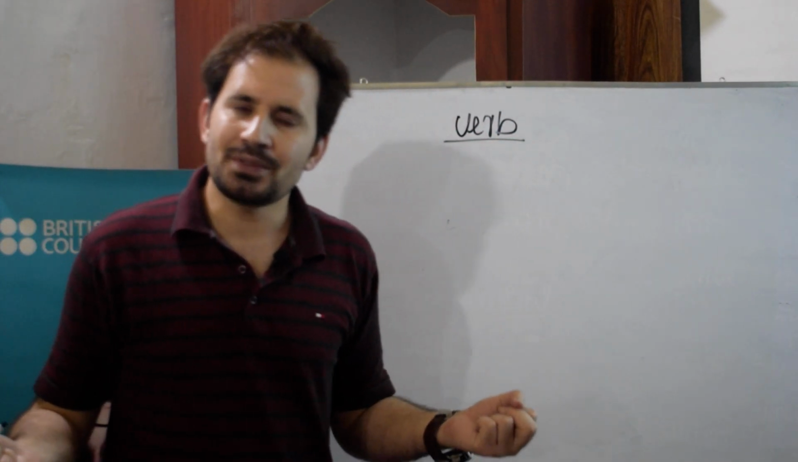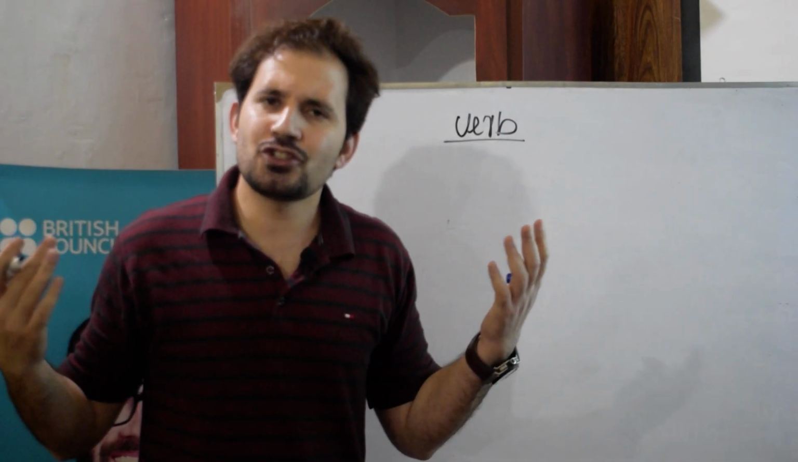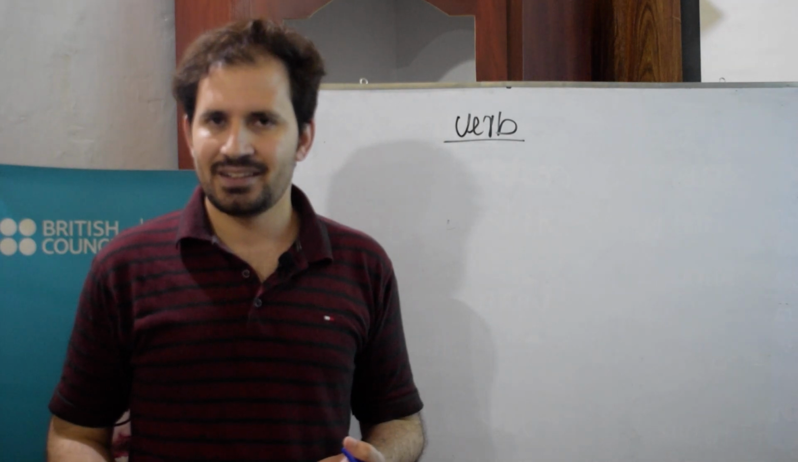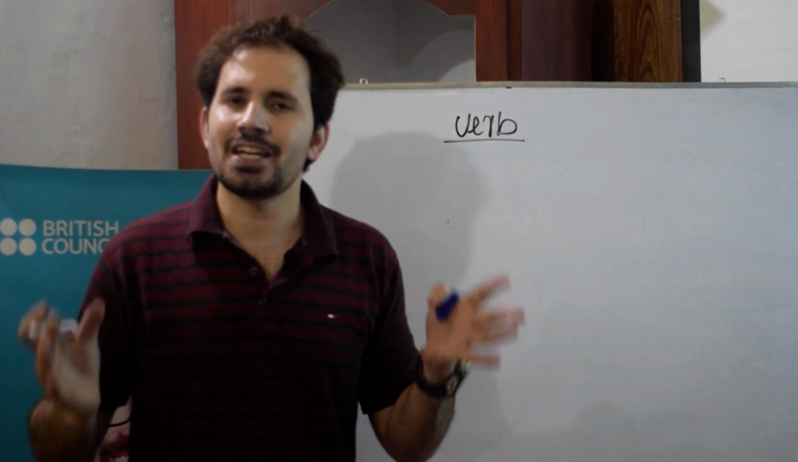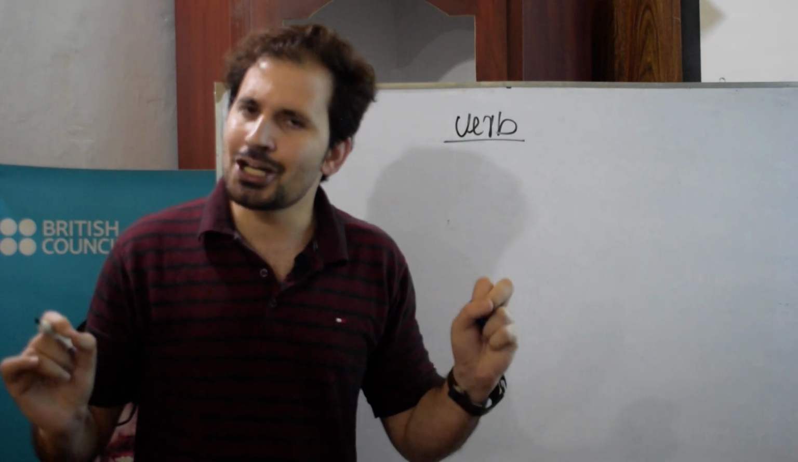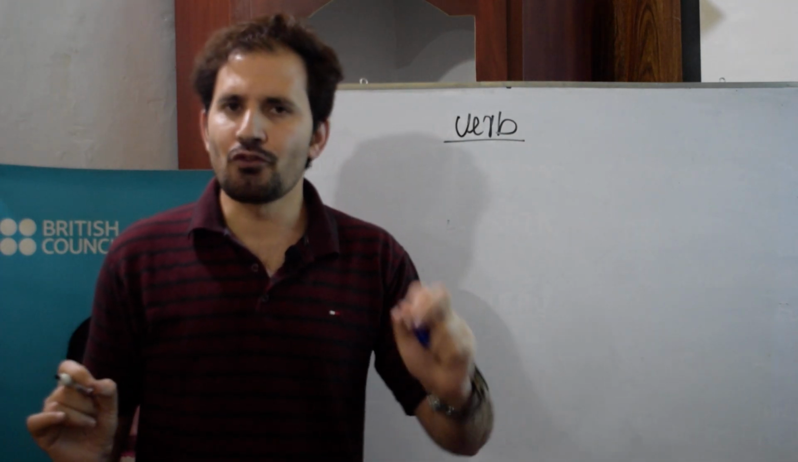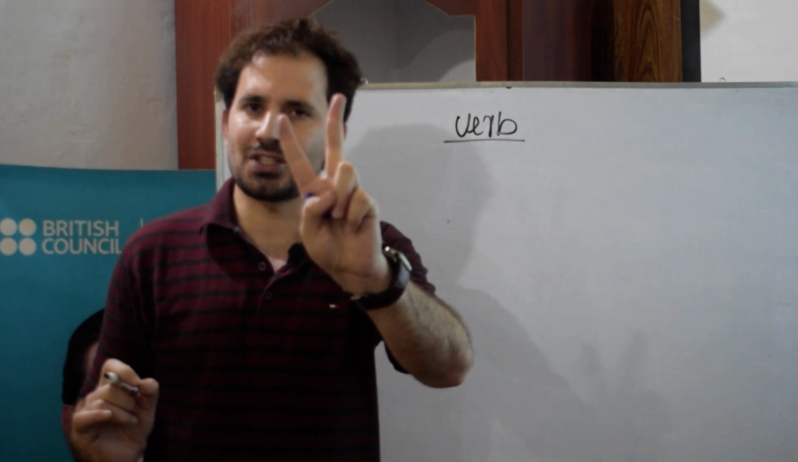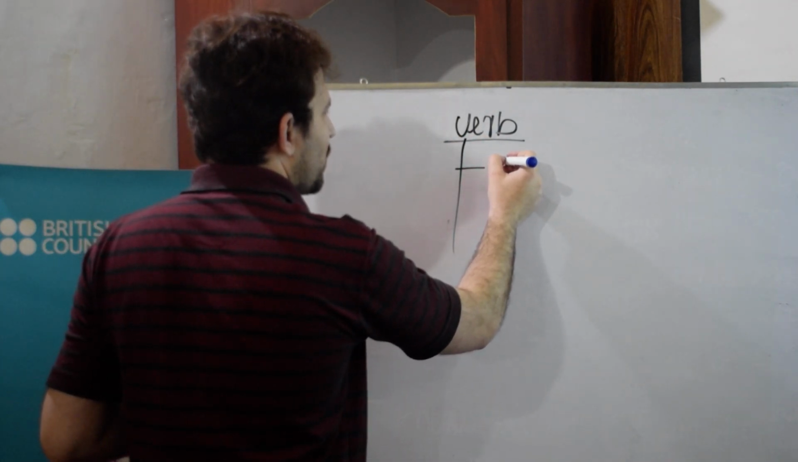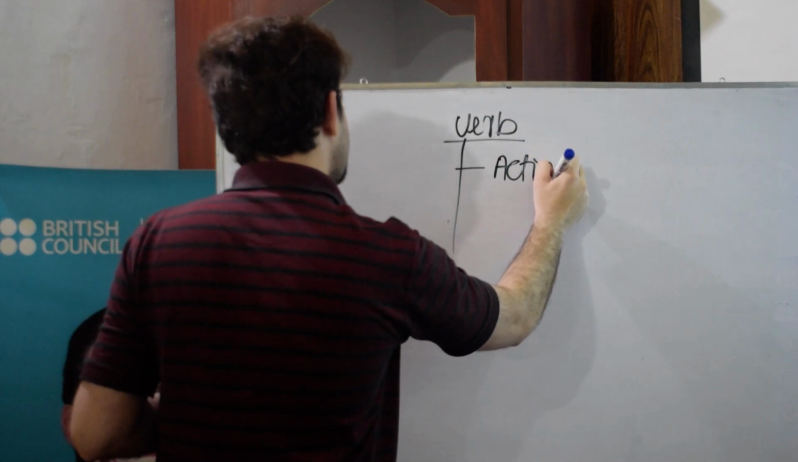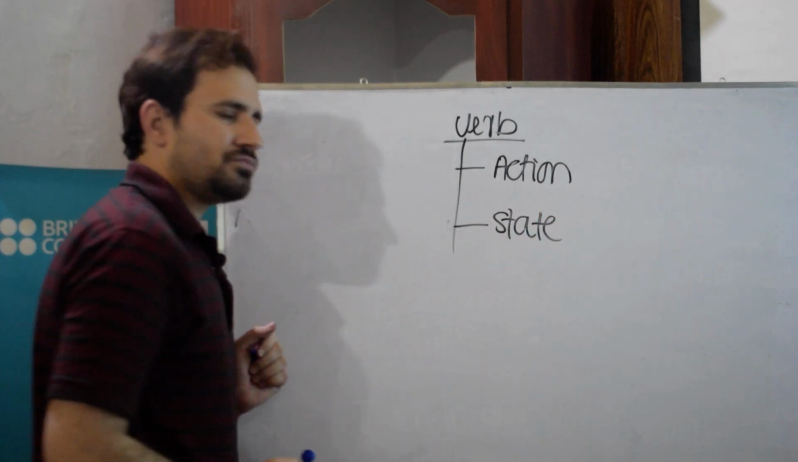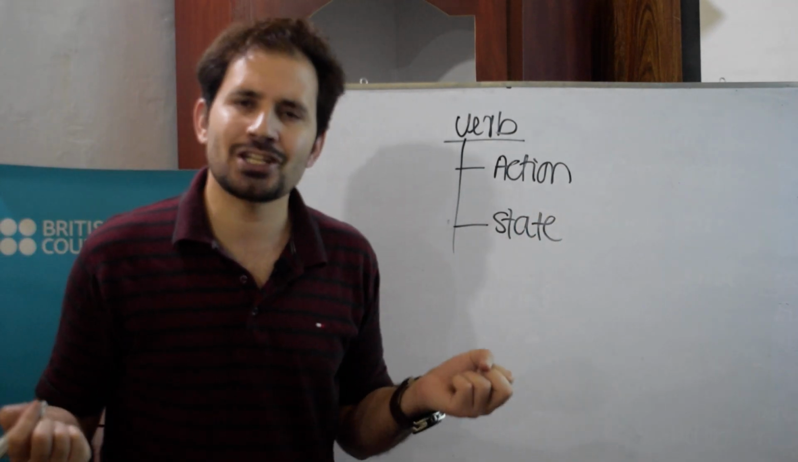The word verb is generally considered to be the engine of a sentence. It means that without a verb, a sentence is not possible. So a verb shows two things: number one, it talks about an action, or number two, a state. We will talk about an action and a state.